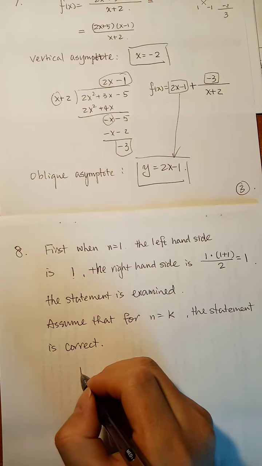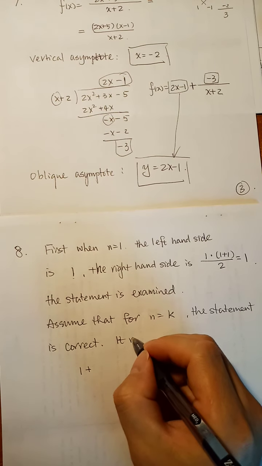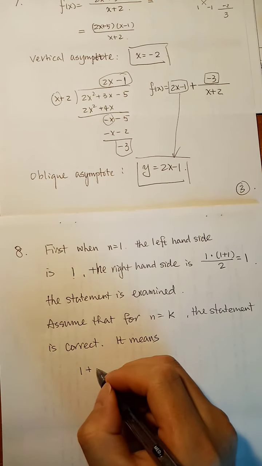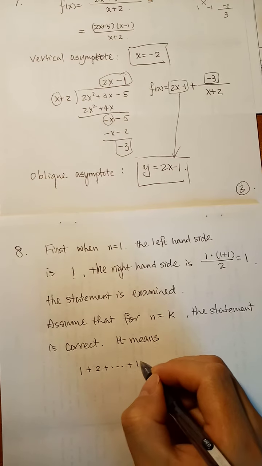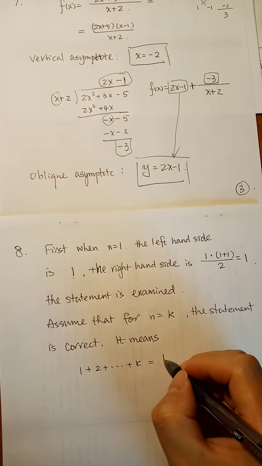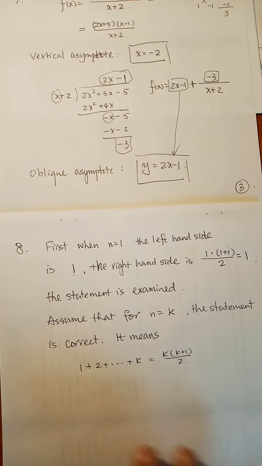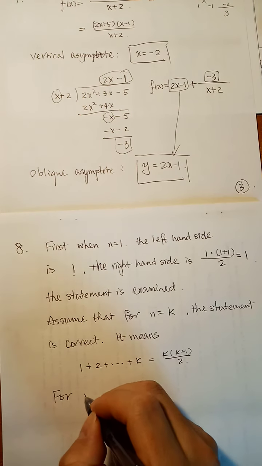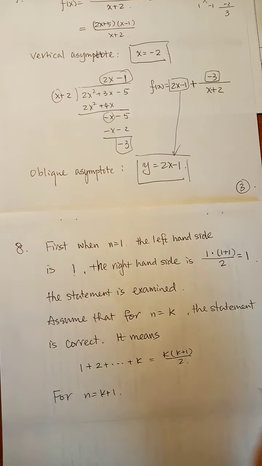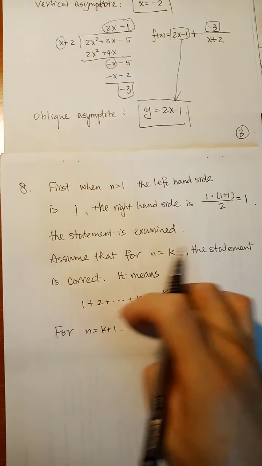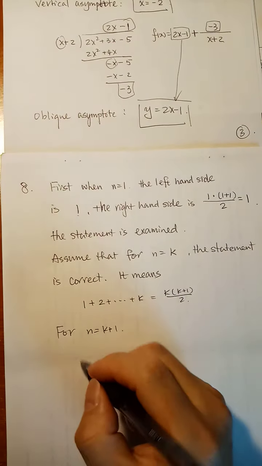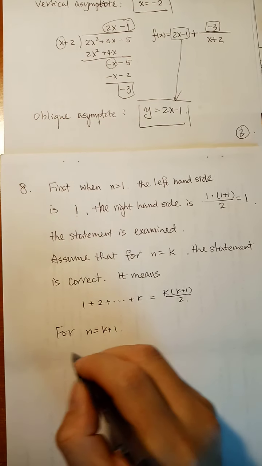What does it mean? It means if you add 1 up to k, it is equal to k times k plus 1 over 2. So that's what it means. The statement is correct. You have k restaurants. Let's talk about the next, for n equal to k plus 1. Let's check the left-hand side.